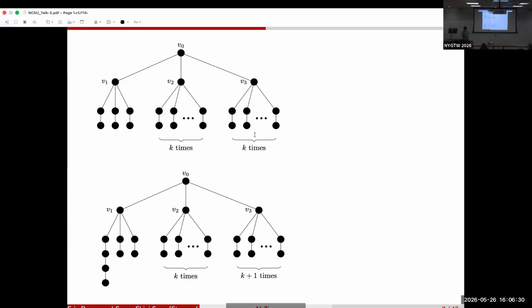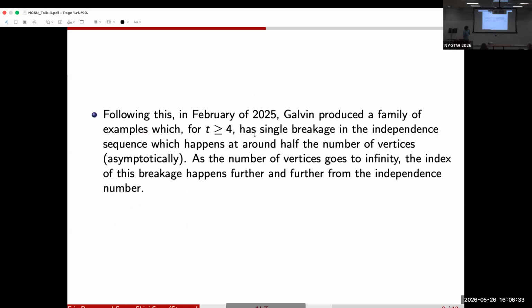All right. Following this, in February of 2025, Galvin produced a family of examples with a parameter t, which for t greater than or equal to 4 has a single breakage in the independent sequence, which happens at about half the number of vertices asymptotically. As the number of vertices goes to infinity, the index of this breakage happens further and further from the independence number. The point of this work was to say, hey, those counterexamples I just showed you on the previous slide, the breakage always happens at the top. So the natural question is, can breakage only ever happen at the top? Galvin is like, no, it can pretty much happen any finite distance from the top, okay?